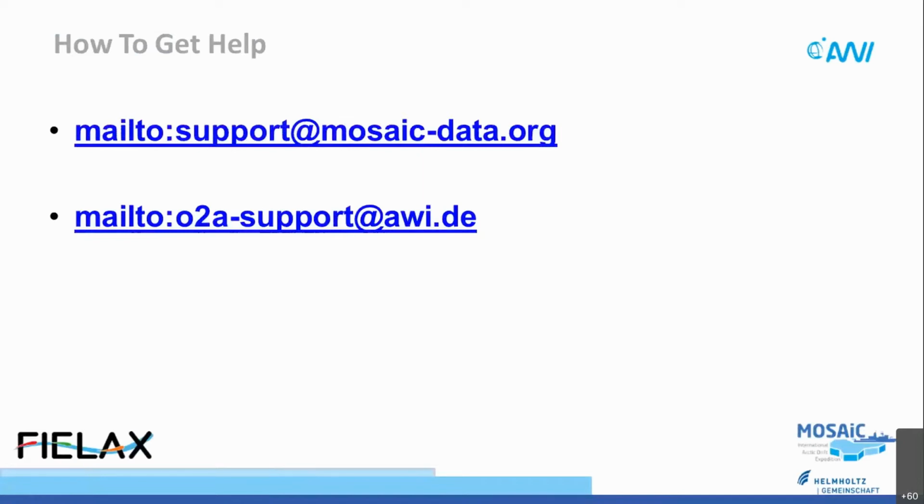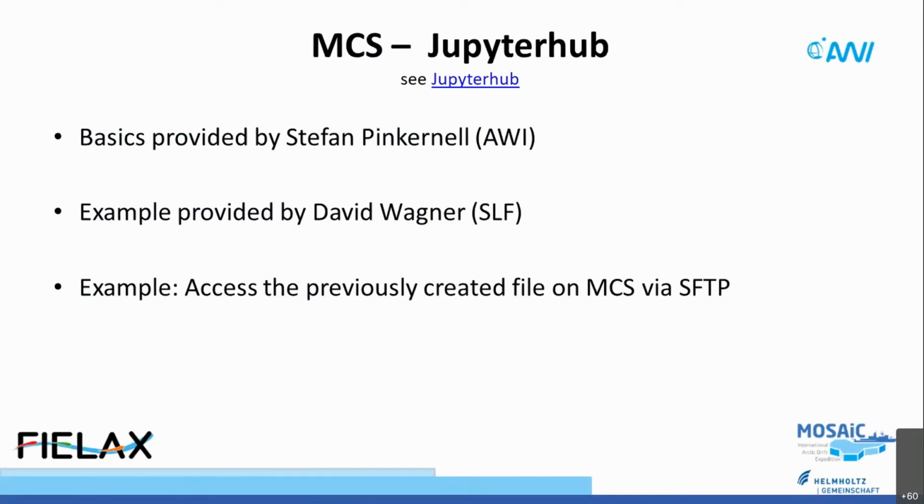And again, if you don't find in the documentation the information you need, you can contact support at mosaic-data.org or O2A-support at awi.de. And now I'm going to hand over to Stefan Pinkernell and David Wagner. And after that, I'm going to show you an example of how to access the files on MCS via SFTP again. So we have a real practical example for that.